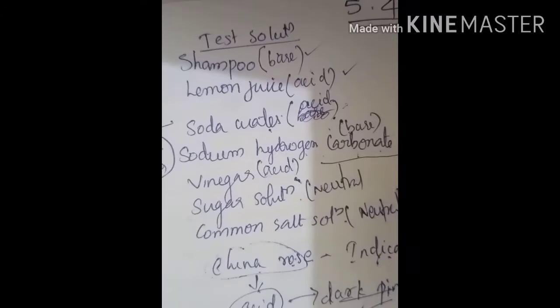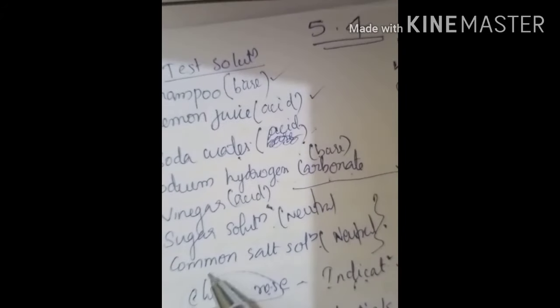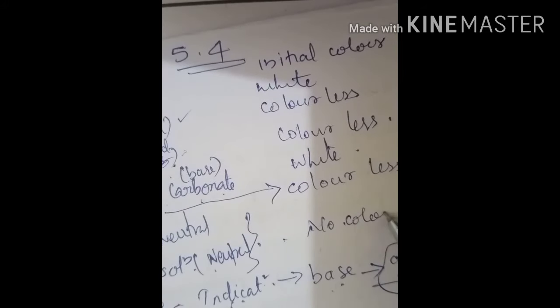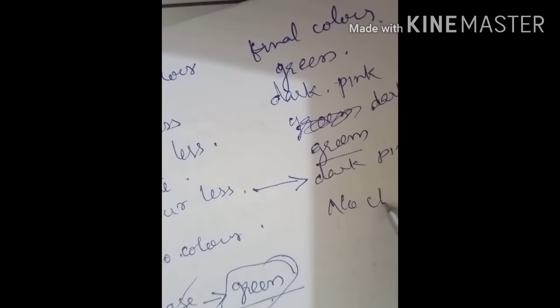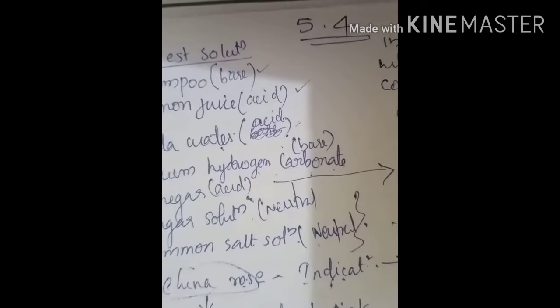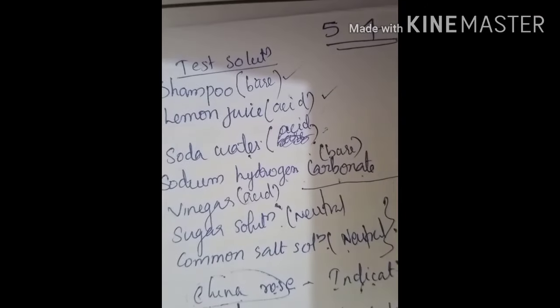For the neutral solutions, that is sugar solution and common salt, they are neutral. No color, no change. Here also you can write no change. Okay, so that is all about table 5.4.